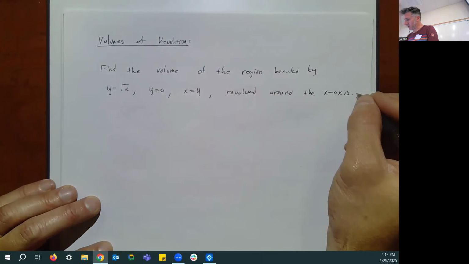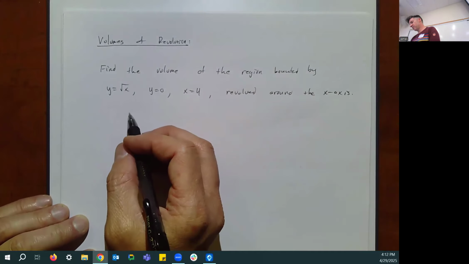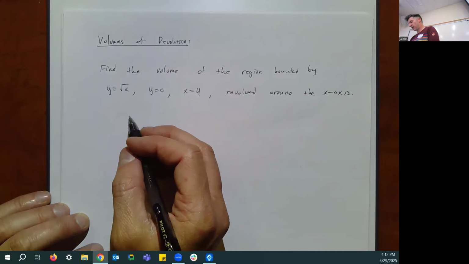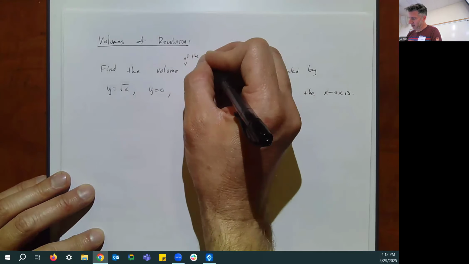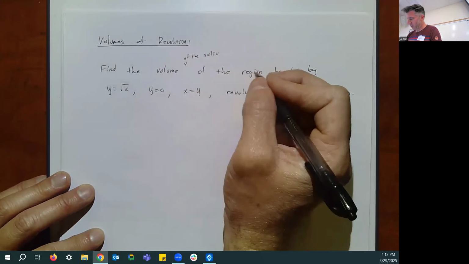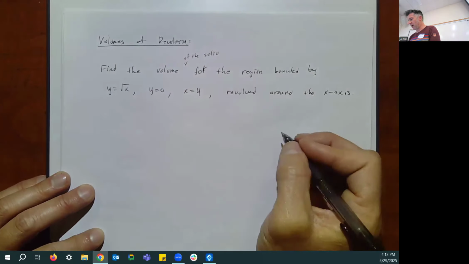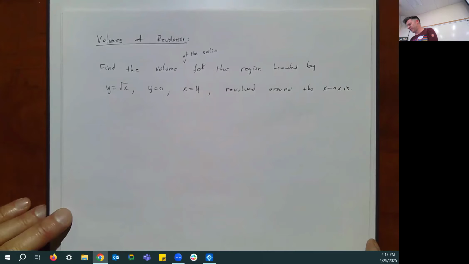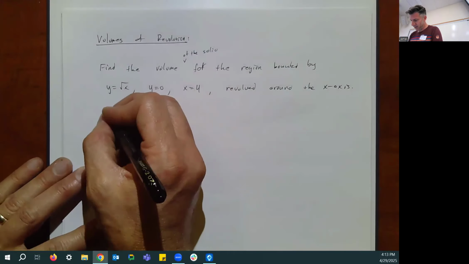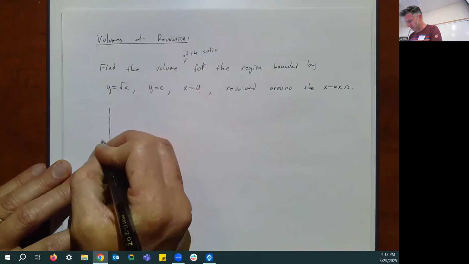Find the volume of the solid for the region bounded by that revolved around the x-axis. Again, apologies for my phrasing. It's probably not standard, but it's enough.